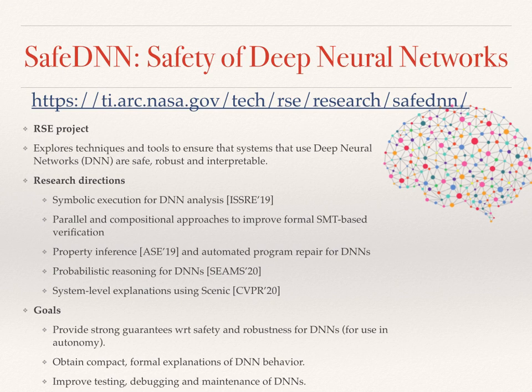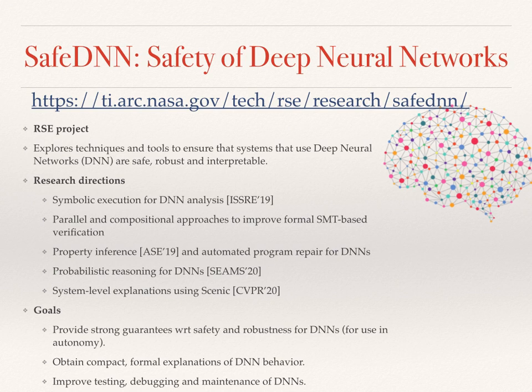And to address these concerns, we have started a project at NASA Ames called SafeDNN, which stands for Safety of Deep Neural Networks. And in this project, we explore techniques and tools to ensure that systems that use deep neural networks are safe, robust, and interpretable. And we have several research directions.